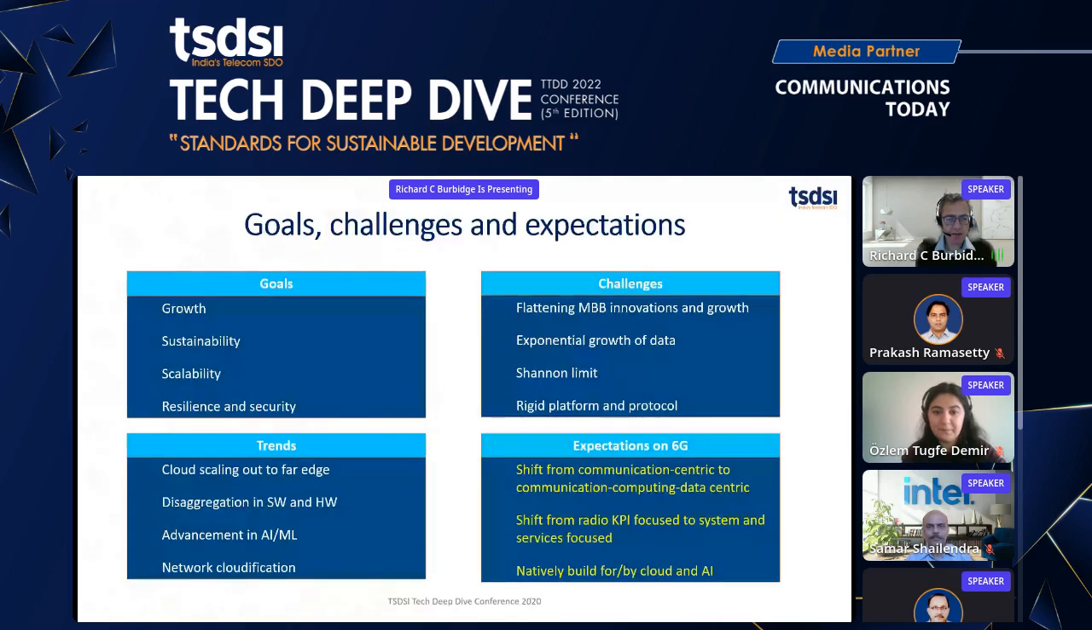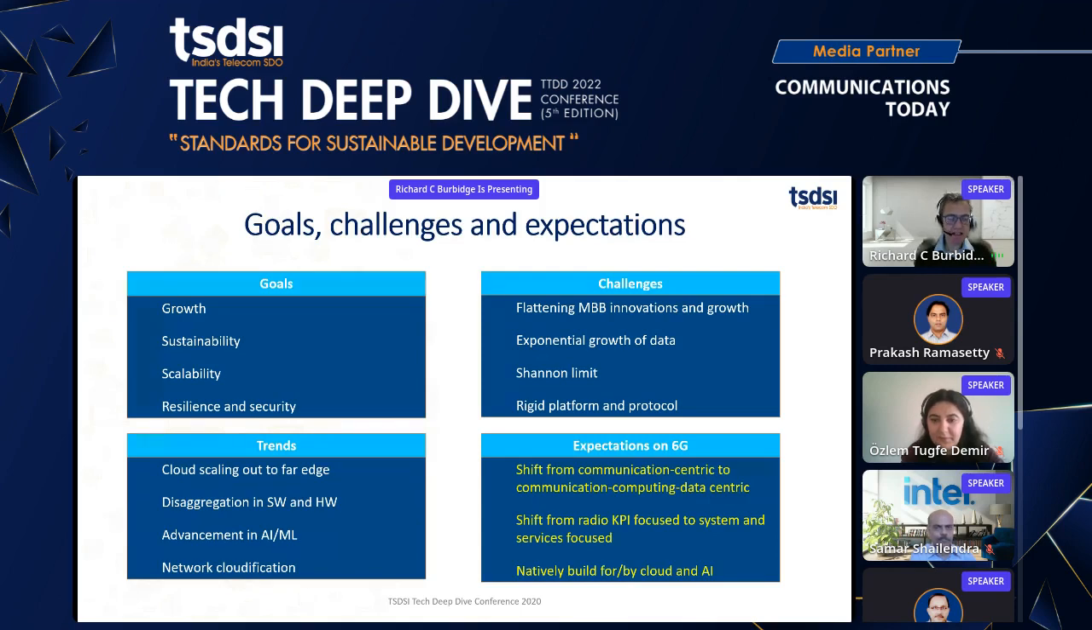Let's start a little bit by talking about a few of the drivers behind this. So the first driver I'd like to mention is growth. Despite seeing exponential growth in data volumes over recent years, we also see that there is a flattening in the revenue growth that is seen by the traditional cellular operators that are delivering mobile broadband services. And there is a need to find new drivers for growth, and new computing and cloud services are an exciting opportunity in this area.